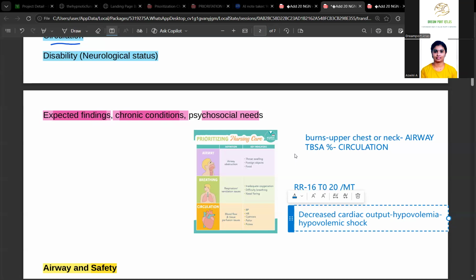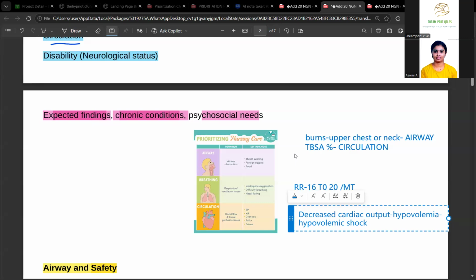Third one, the patient is having what? Normal, that means the patient is undergoing treatment for a fracture with minimal injury. So which would be your highest priority? Bleeding only, ma'am. Bleeding only, because there are shock symptoms, hypovolemic, the vital signs show there is a decreased cardiac output. That means the patient can go into hypovolemic shock. So in such cases, circulation will be our highest priority.